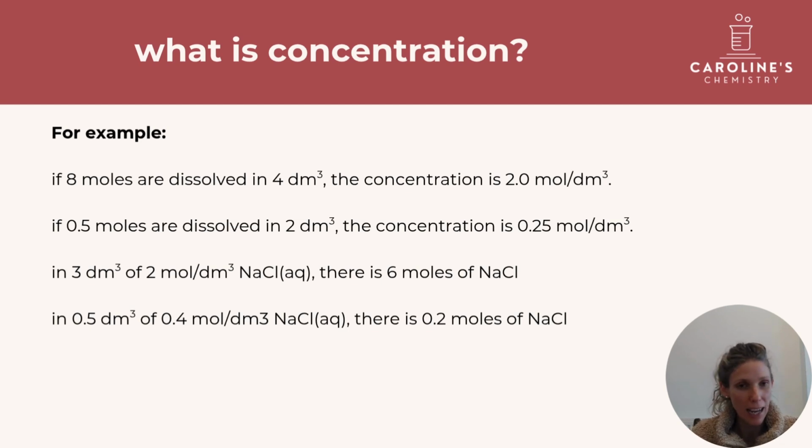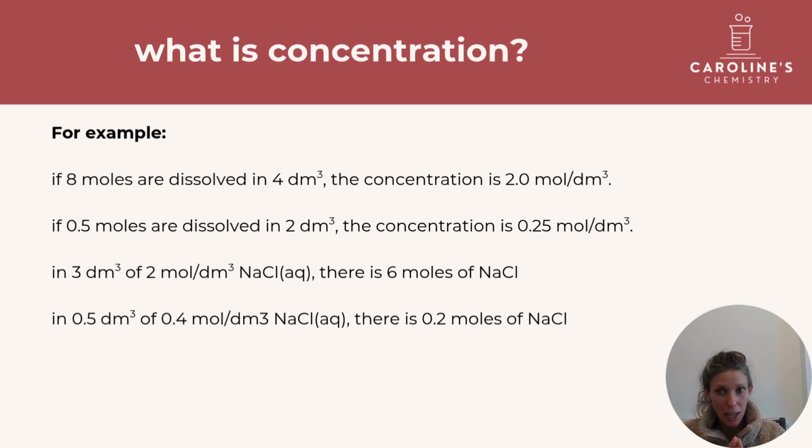So if we have that concentration is moles per decimeter cubed, let's take this example of, well, if we have 8 moles dissolved in 4 decimeter cubed, then what we need to work out is, well, how many moles are therefore in 1 decimeter cubed? So of those 8 moles, scale it down to 1 decimeter cubed, and 2 moles would fit in each 1 decimeter cubed. So that's our concentration. We have 2 moles per decimeter cubed. If I therefore have 4 decimeter cubed, I have 8 moles.